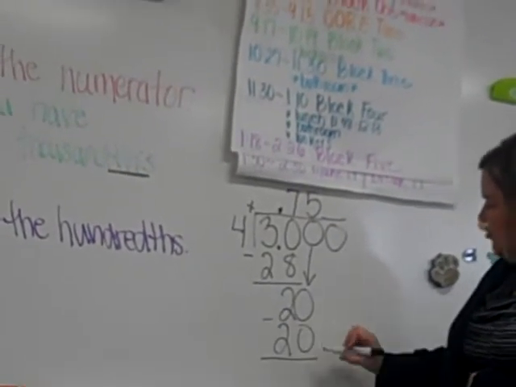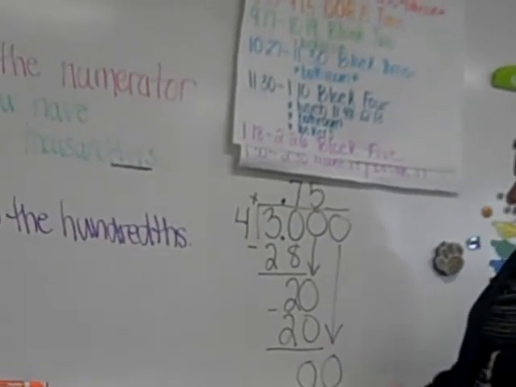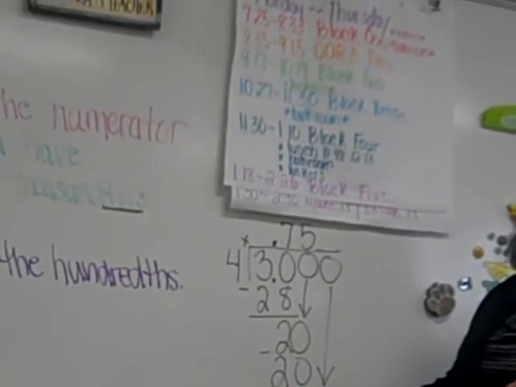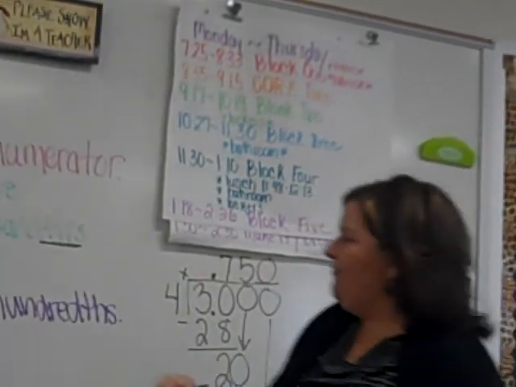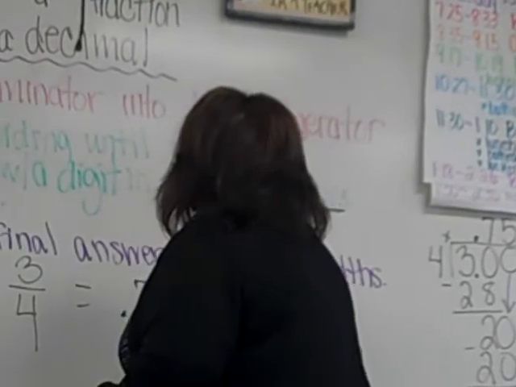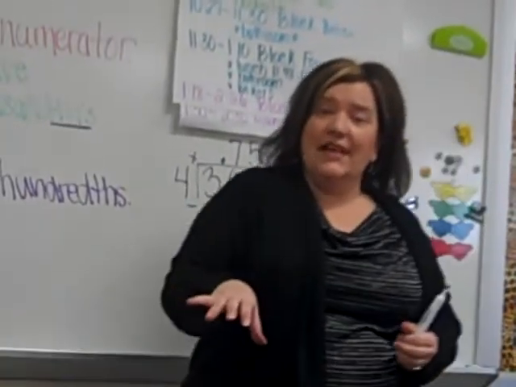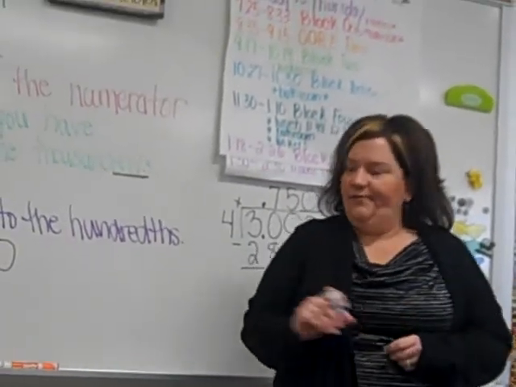20 minus 20 is 0. We bring down another 0. How many times can 4 go into 0? 0 times. So we have an answer, darlings, of 750 thousandths. But then we're going to round 750 thousandths to the hundredths place value.